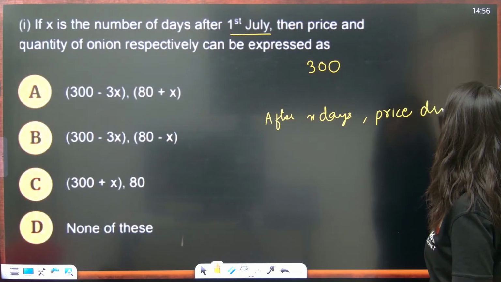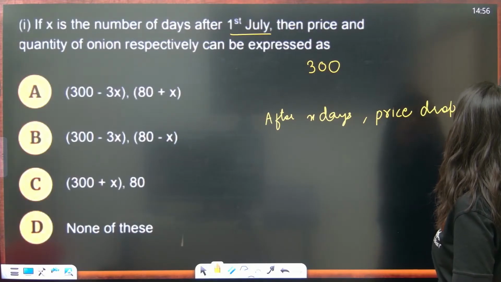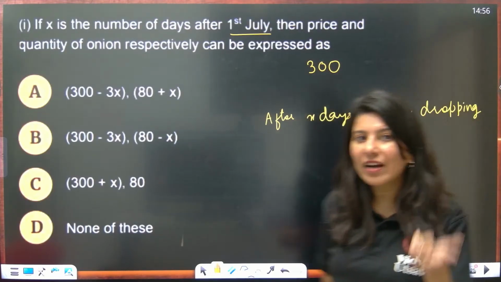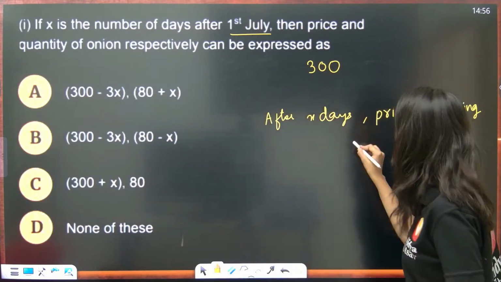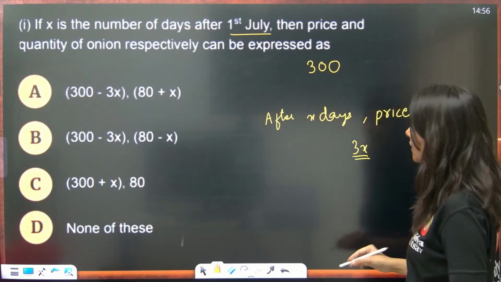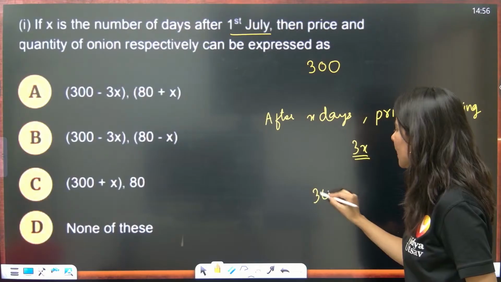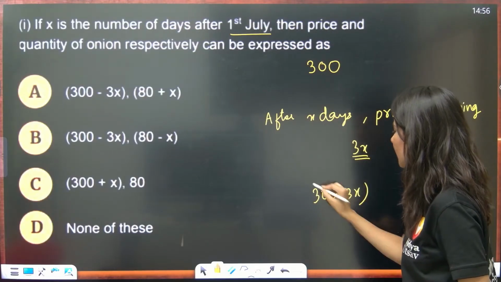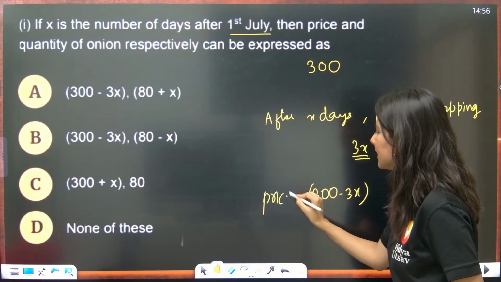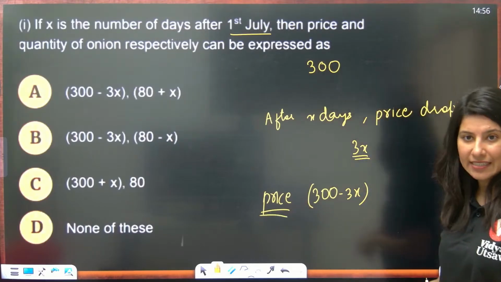Price is dropping rupees 3 per day. For one day, 3 rupees. For x days, the price dropping is 3x. So the total price will be 300 minus 3x. This is what your price is after x days.